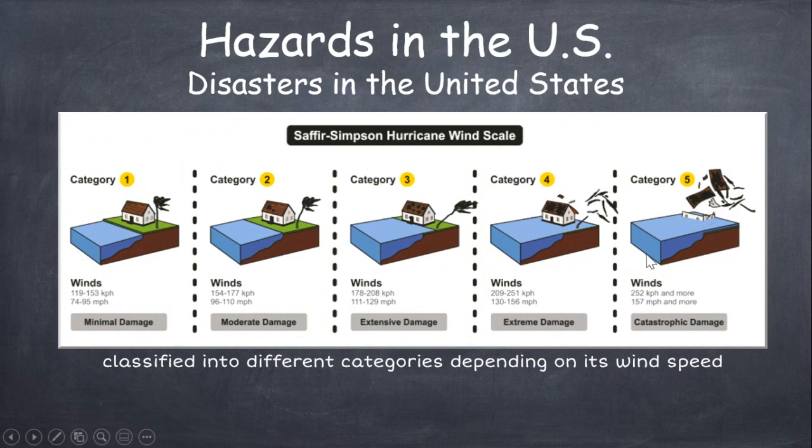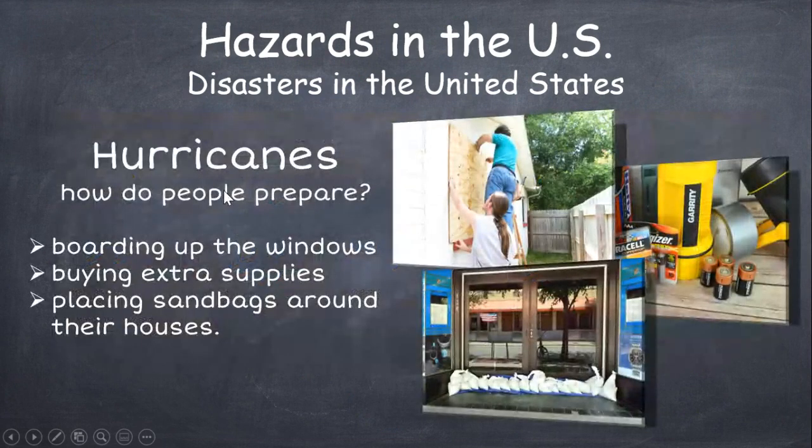Category 5 is the worst type of hurricane there is. You got 157 miles per hour or more. As you can see, everything's gone. The house is gone. The palm tree is gone, and the water is very, very high. Okay, so those are 5 different categories of the hurricane wind scale. I don't expect you guys to know this. I just need you to remember that there's 5 categories.